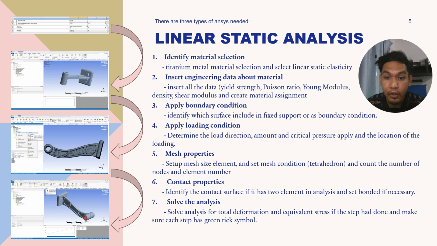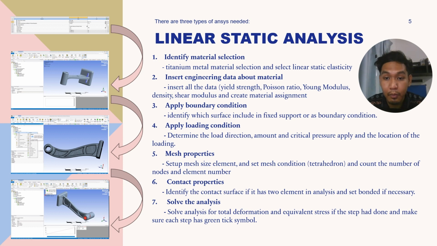For the next step is mesh properties, which is we need to set up mesh element and mesh condition. In our project, the mesh condition is tetrahedron and we count the number of nodes and elements. Element size was set as 3.0 meter, and the number of nodes and elements was less than 120,000. Following the instruction given, our mesh is less than the limitation of the task. So the requirement of the project task is successfully achieved in our design and structure.